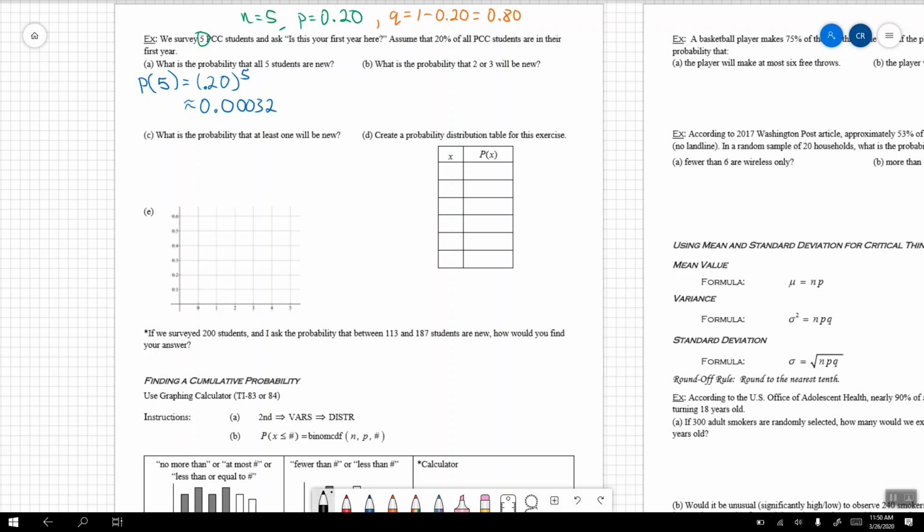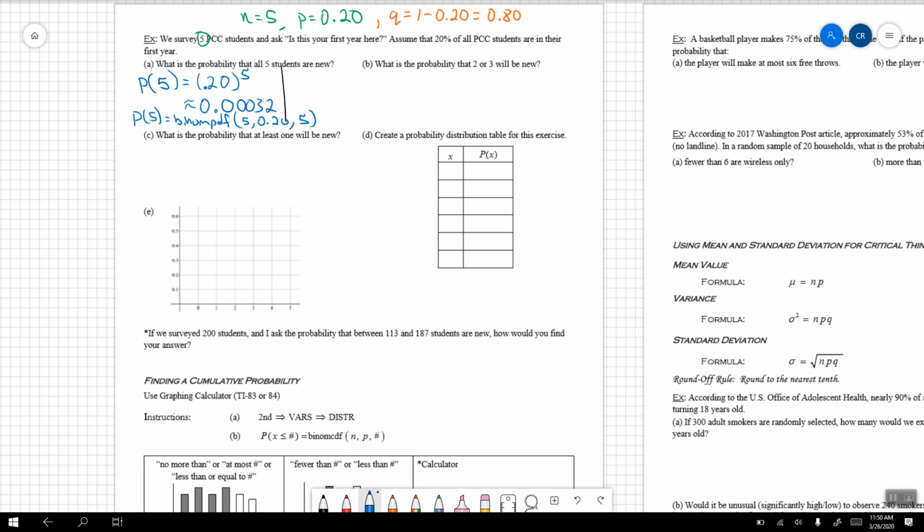Now, some of you might say, well, Mr. Castro, you said that we wanted to use a preferred method. Why aren't we using the preferred method here? Now, you're absolutely correct. We can use a preferred method. Let's see if the preferred method actually gets us the exact same answer. We're going to work with binomial PDF. N, what is N? That's 5. What is P? P was 0.20. And what was X? X was 5.